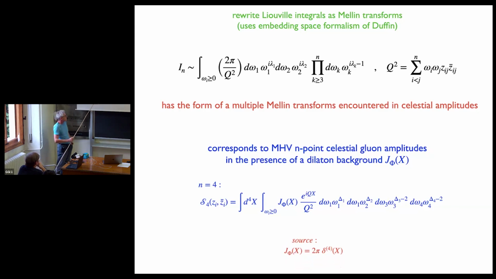In other words, when you look at the dilaton source, the Klein-Gordon equation equal to J, it corresponds to a shock wave of the dilaton. Then this solution of our celestial KC type equation is exactly the Liouville correlator, and this holds for any number of gluons.